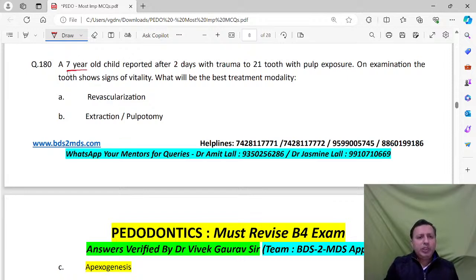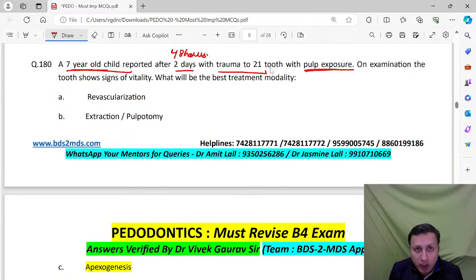Now, a 7-year-old child reported after 2 days with a trauma to 2-1. 2-1 is basically a central incisor, and the age is 7 years old. He reported after 2 days, that is 48 hours, with pulp exposure. On examination, the tooth showed signs of vitality. What will be the best treatment? Now, the patient is reporting within a period of 72 hours.